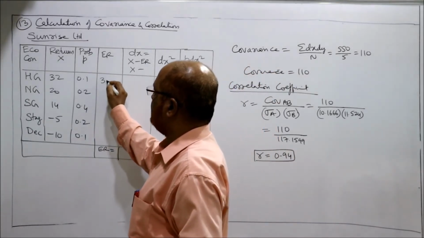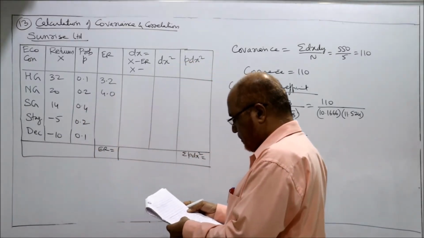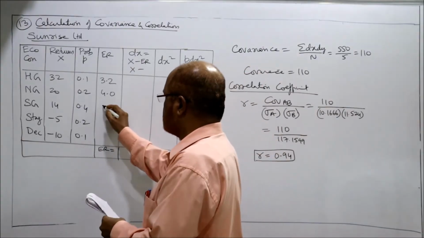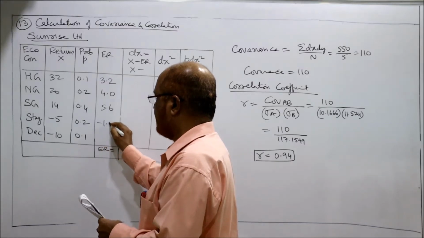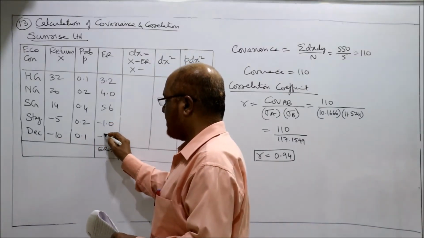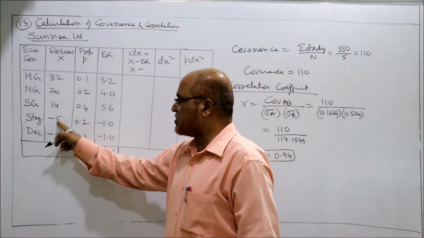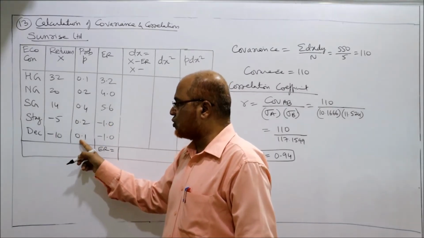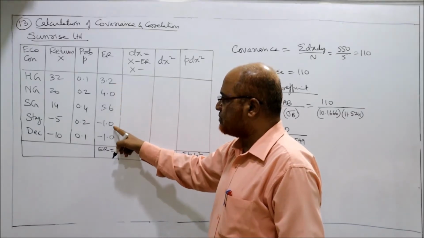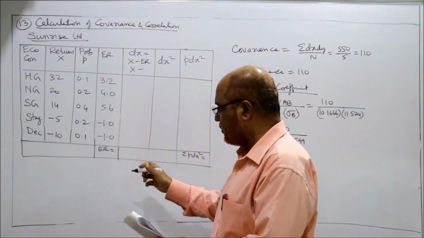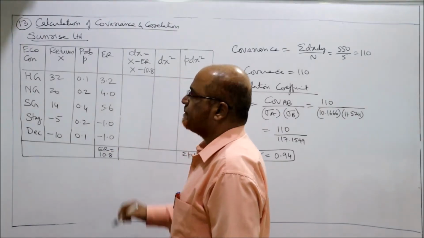The first one 3.2. 20 into 0.2 is 4. 14 into 0.4 is 5.6. Minus 5 into 0.2 is minus 1. Minus 10 into 0.1 is minus 1. So total 3.2 plus 4 plus 5.6 minus 1 minus 1. So you are getting 10.8. The expected return is 10.8.